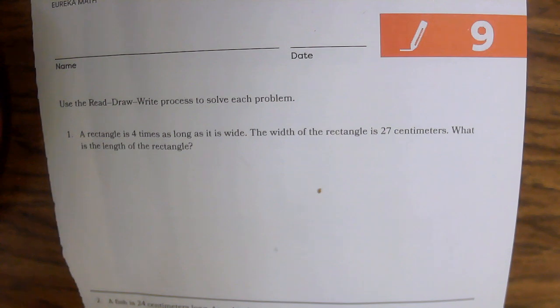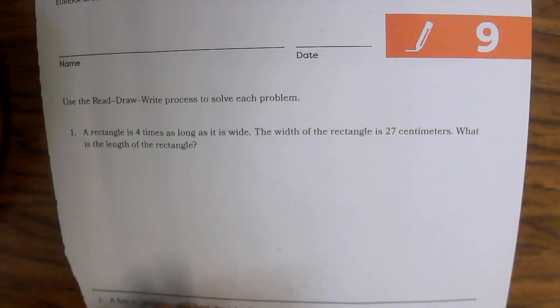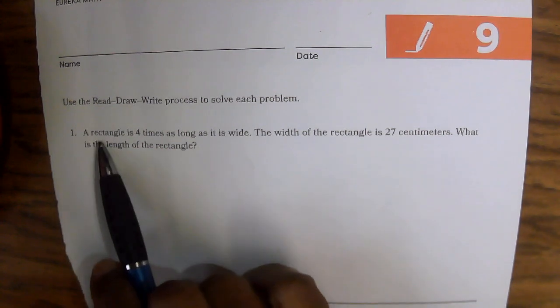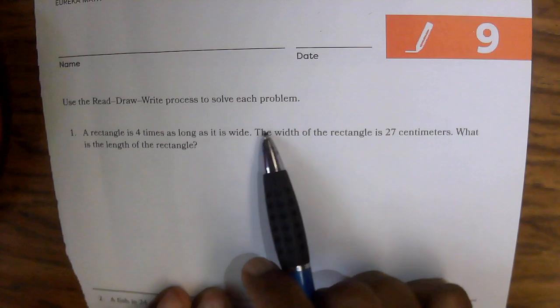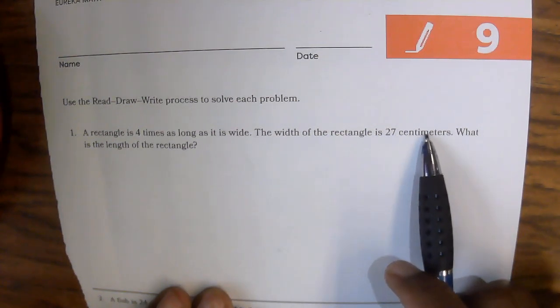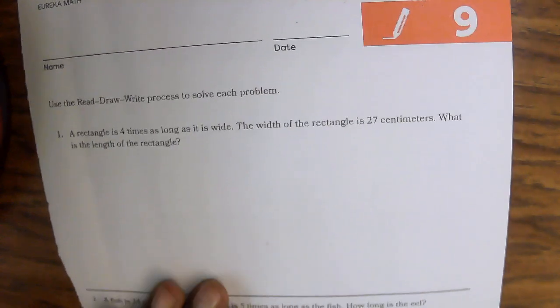Today we will use the read, draw, write process to solve multiplication word problems. This reads, a rectangle is 4 times as long as it is wide. The width of the rectangle is 27 centimeters. What is the length of the rectangle?